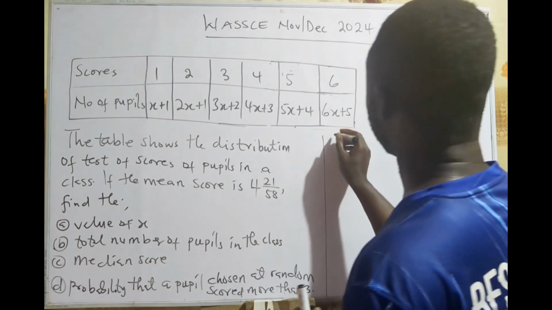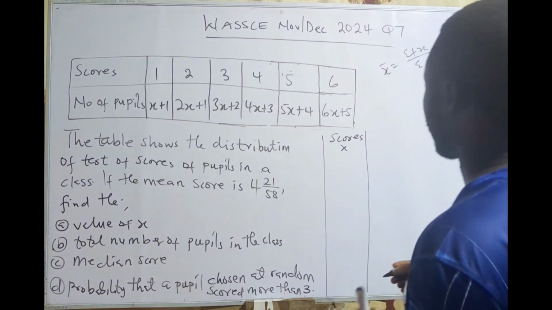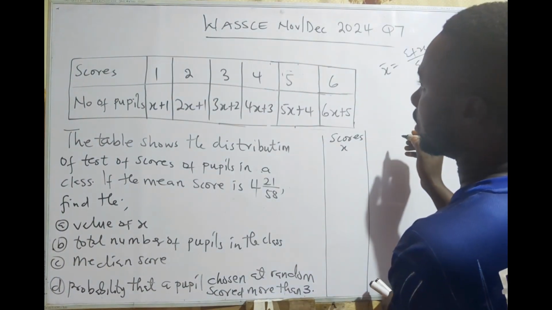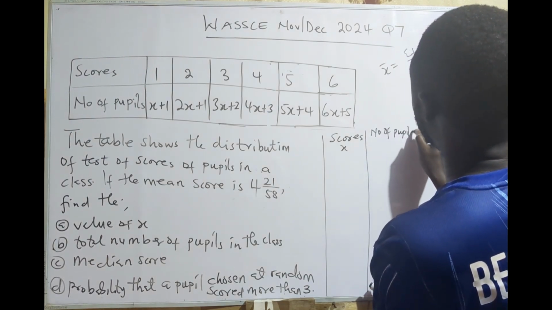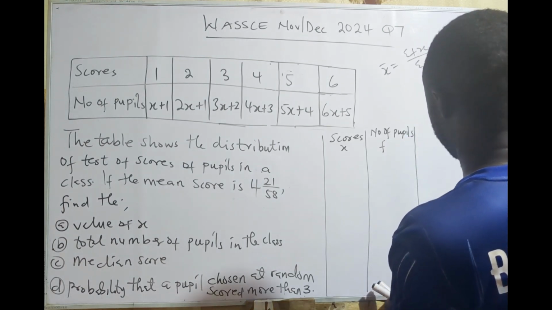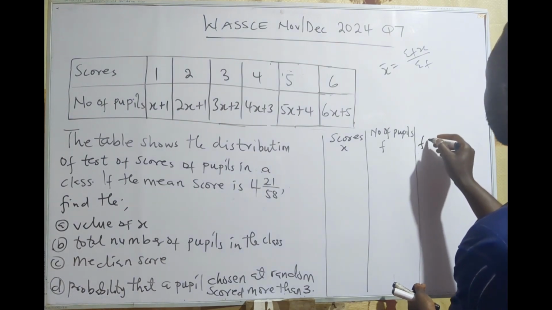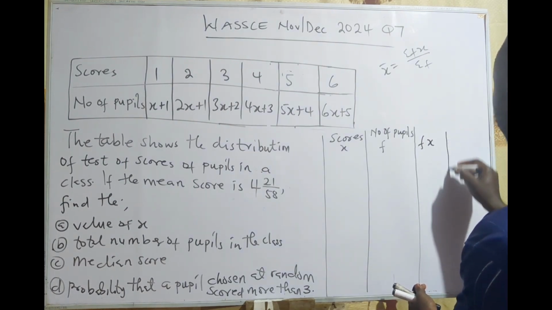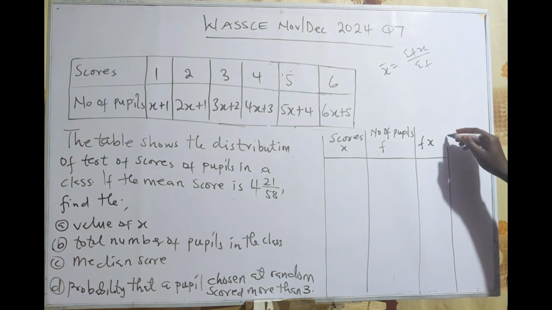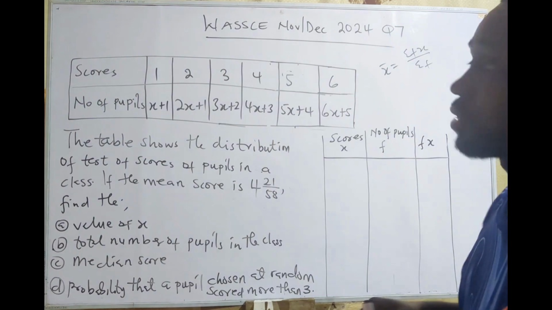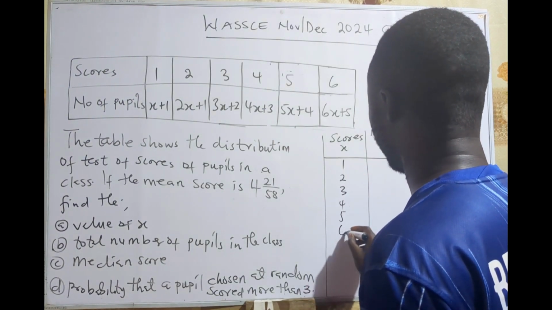So we have the scores here. The scores will be our x. Then you will have the number of pupils as our frequency. Then if you get that, we have to find the frequency times x. So let's see what we are going to get. The scores are from 1 to 6: 1, 2, 3, 4, 5, and 6.